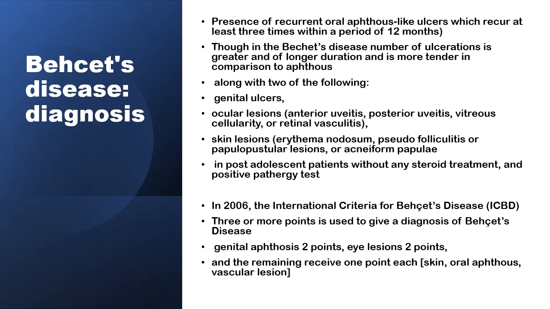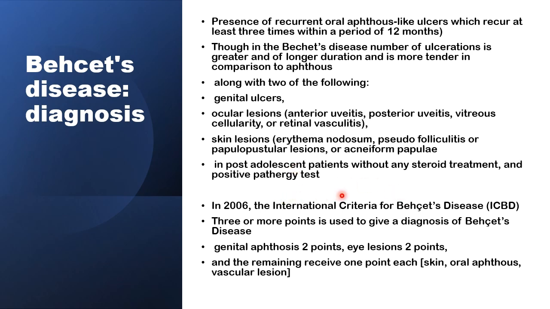Diagnosis of Behcet's disease can be based on recurrence of aphthous-like ulcers at least 3 times within a year. These ulcers would be more like the major type of aphthous ulcers, large ulcers, deeper and with longer duration. They are also more tender. Along with 2 other manifestations of the following: either genital ulcers, ocular lesions in the form of uveitis, either anterior or posterior, and vitreous cellularity, or retinal vasculitis, or skin lesions like erythema nodosum or pseudofolliculitis, for example, in a post-adolescent patient without any steroid treatment.